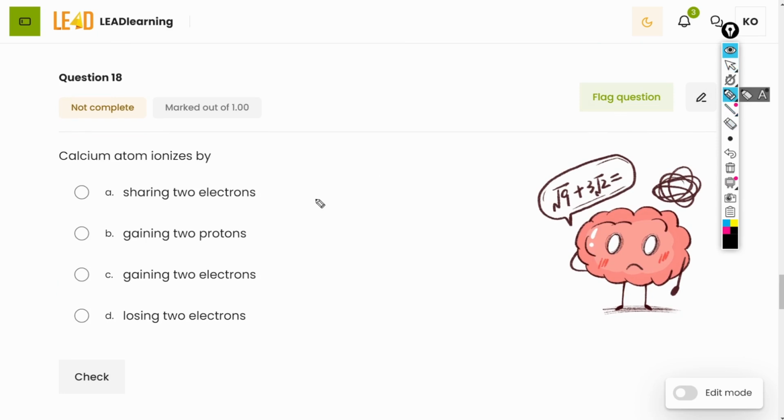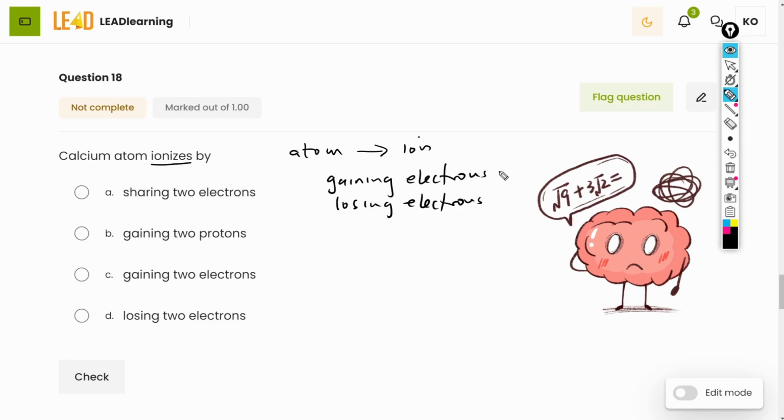Question 18. Calcium atom ionizes by, let's define what ionize means. To ionize simply means to become an ion. Ionization is a process whereby an atom becomes an ion. And an atom becomes an ion either by gaining electrons or by losing electrons.